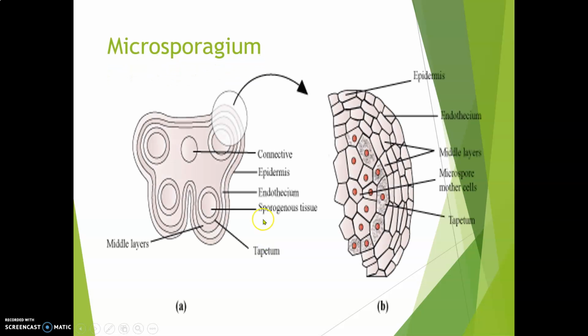Now let's look at the structure of the microsporangium. This is what we just discussed, the dithecous structure, and there are these four structures present, the pollen sacs, and in these pollen sacs you can see the microsporangium. As I told you, the microsporangium has four different layers: the outermost epidermis, then the endothecium, the middle layers, and the innermost tapetum, which provides nourishment to the growing sporogenous tissue, which contains the microspore mother cells. These microspore mother cells are the ones which will undergo meiosis to produce the pollen grains.